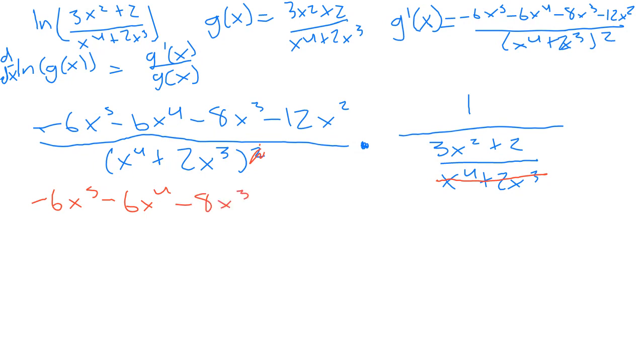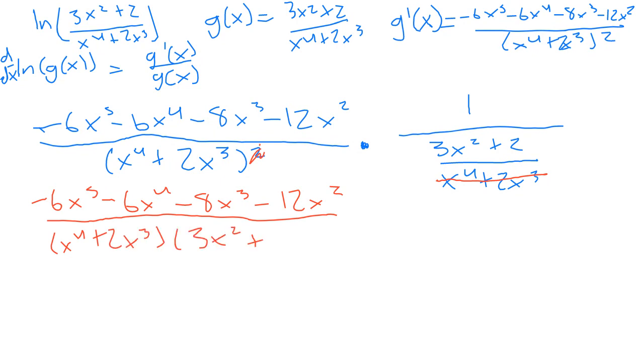8x cubed minus 12x squared over x to the fourth plus 2x cubed times 3x squared plus 2. If we want to stop here, we can, but we can also still simplify this a little more if we want to.